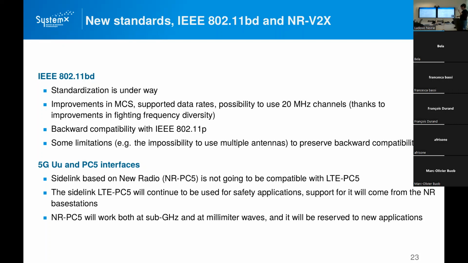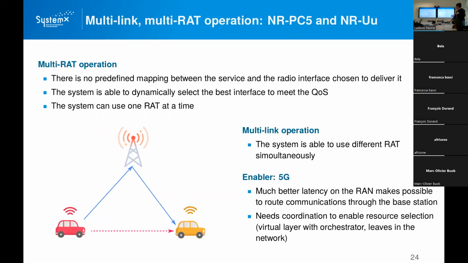The side link of the new radio, so the 5G side link, will not have the same applications as the 4G side link, so both will stay in the picture for different applications. And what is new is that now you get a connection with your base station that is faster than before, much faster than 4G. And this opens the way to a lot of new possibilities.